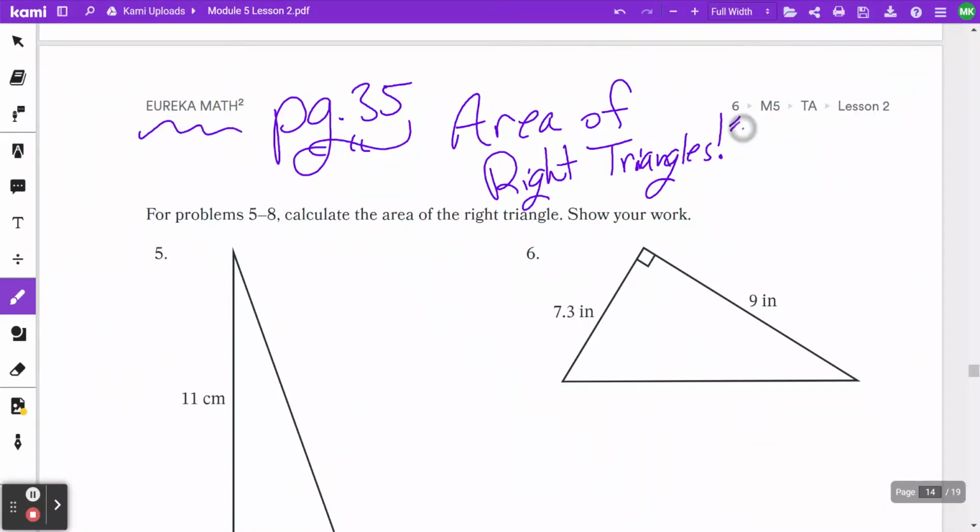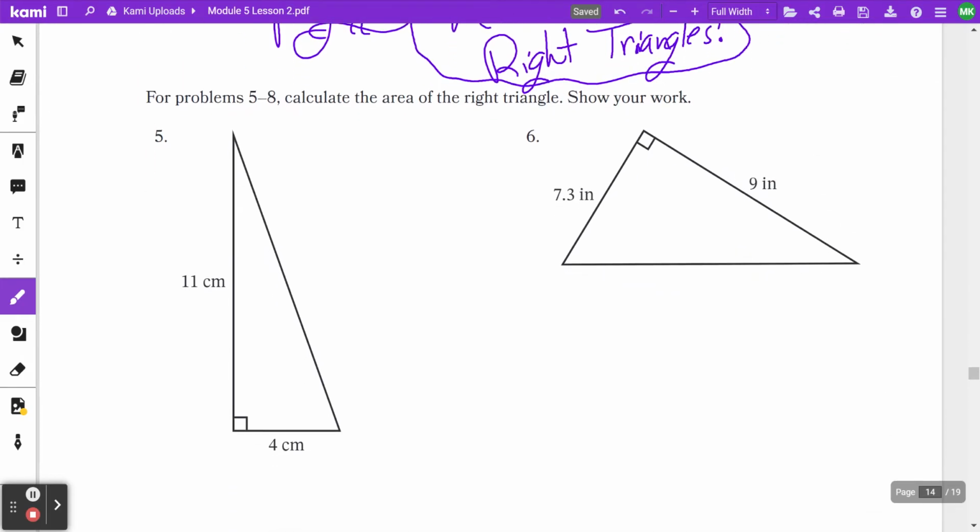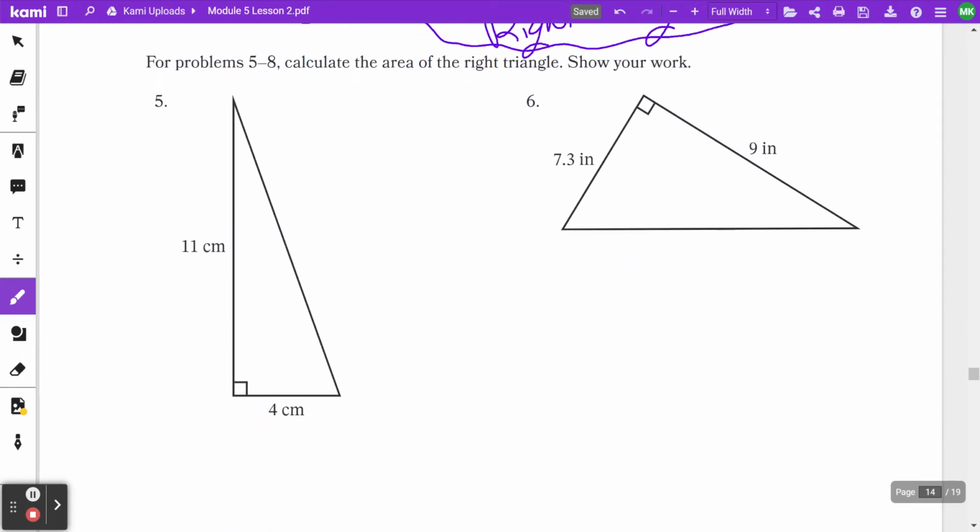We're hanging out with grade 6, module 5, lesson 2, all about the area of right triangles. So again, it's all about area, and area is measured in squares. What you do is you find out how many squares fill up a particular shape. The problem is this thing is a triangle, so filling it with squares gets a little interesting with this triangular guy here, this diagonal line segment.